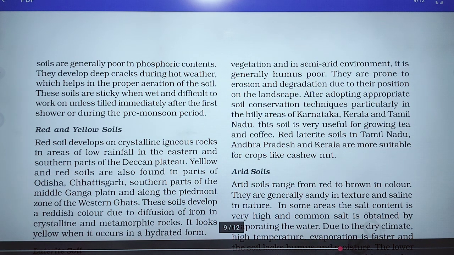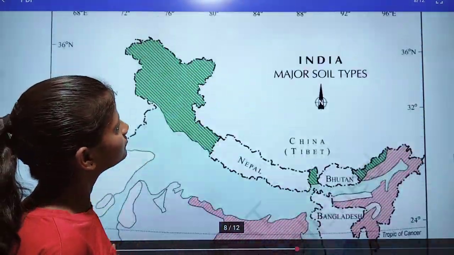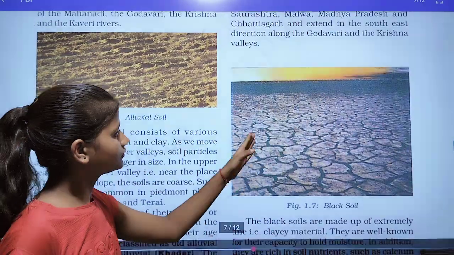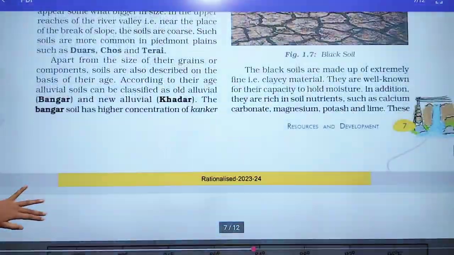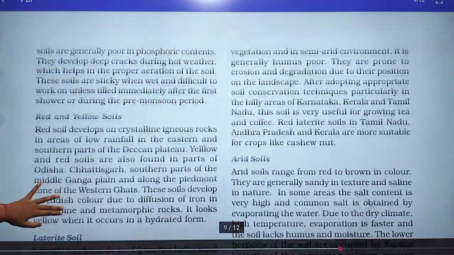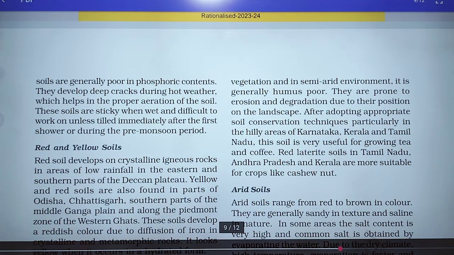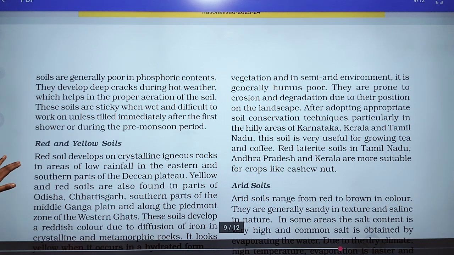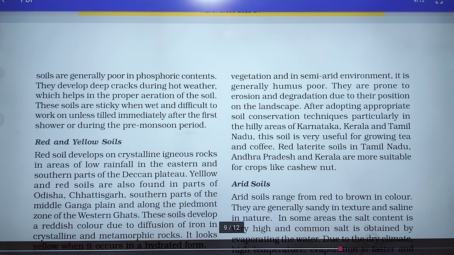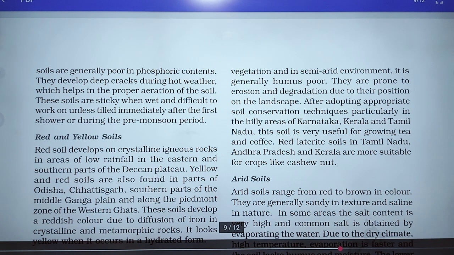They develop deep cracks during hot weather. Here you can see the cracks in the summer season, which help in the proper aeration of the soil. These soils are sticky when wet and difficult to work on unless tilled immediately after the first shower or during the pre-monsoon period.